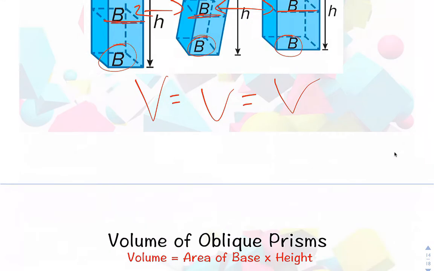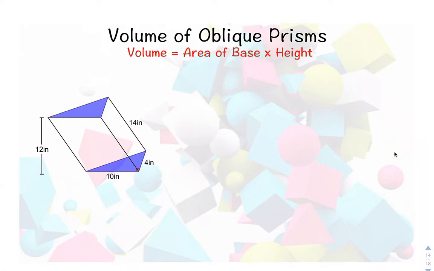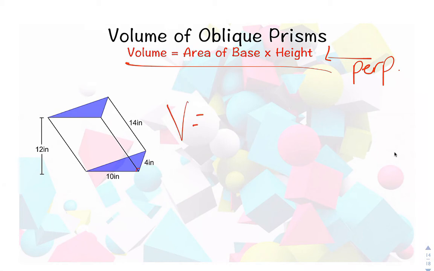So I calculate it the same exact way. The volume of an oblique prism uses the same equation: area of the base times the height. Now remember, that is a perpendicular height. Let's see how I apply that here. I have this triangular prism, which I've now slanted. If I want to find the volume, I take the area of the base, so that's 1/2 times 10 times 4, times the height of this prism.